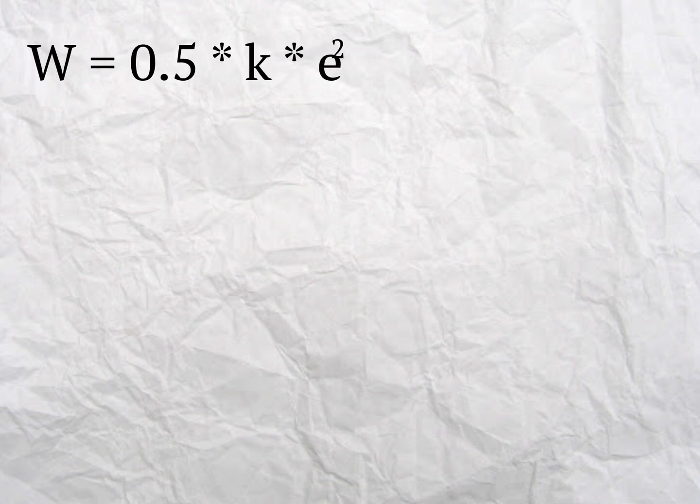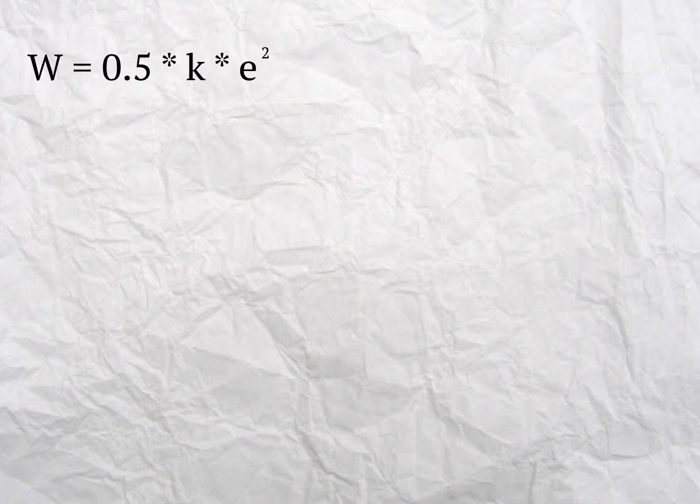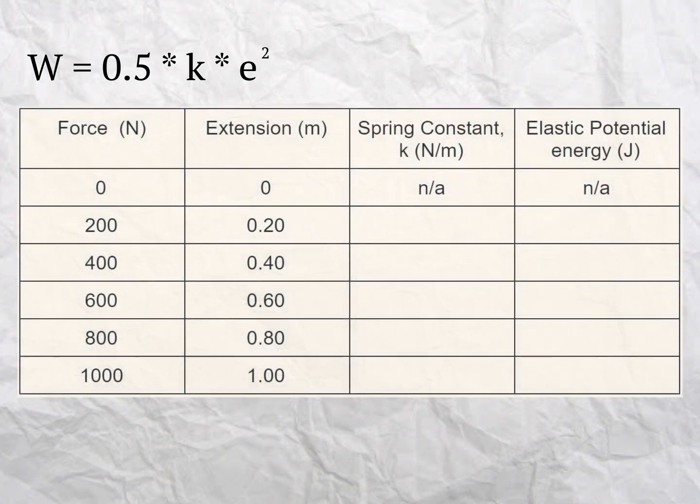Welcome back. Let's have a look at the questions from the worksheet now. So the main question is the first one, and we need to start by filling in the table. Each column needs a different formula. We have F equals K times E, Hooke's law, which we can use to give us K, and the work equation from earlier, E equals half KE squared, to give us elastic energy. To get K, use K equals F over E to give you the following.